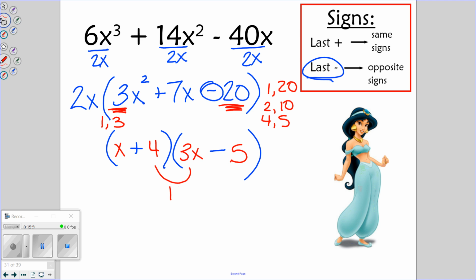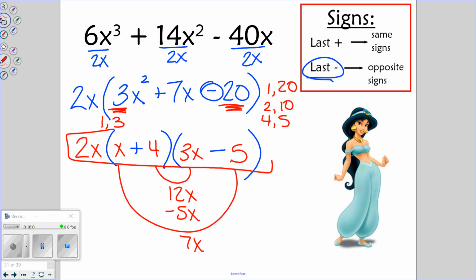So if I check, I get 12x. Outside gives me minus 5x. Positive 7x. Awesome. And don't lose your baby brother. Did anybody lose their baby brother?